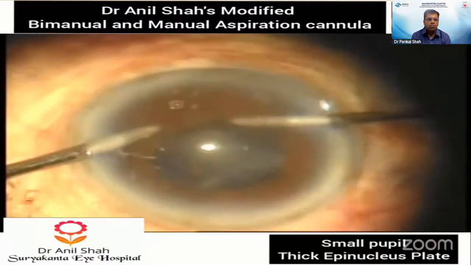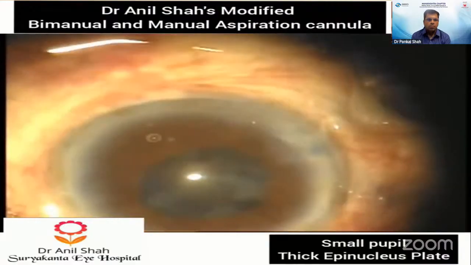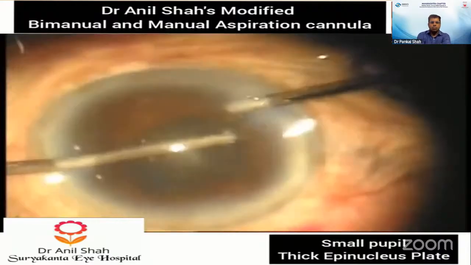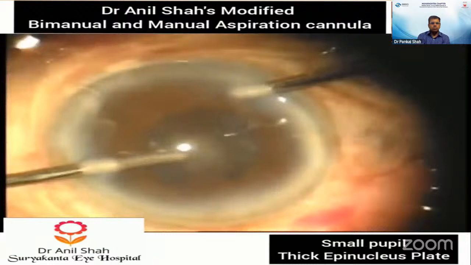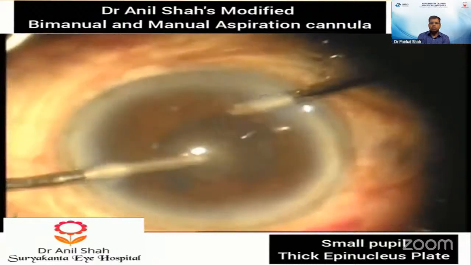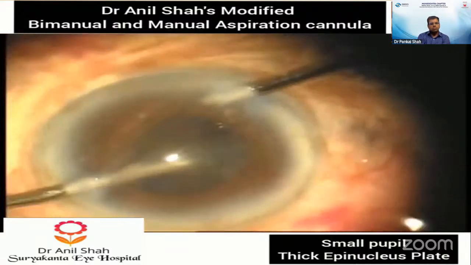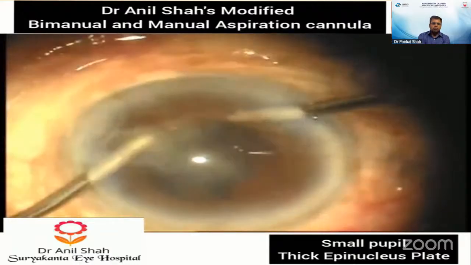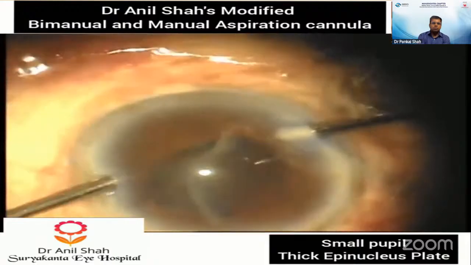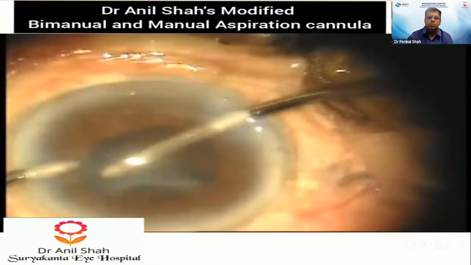This is a case 3 where also you will find a small pupil with thick epinucleus plate. These type of epinucleus and cortex are very difficult to remove with the tip facing upward cannula, but with horizontal tip facing cannula it is very easy to remove. See, the epinucleus plate has been taken out from the fornices and removed.